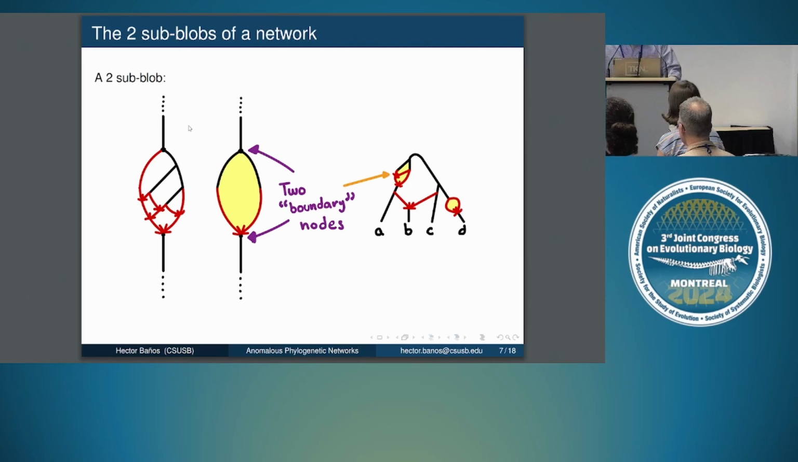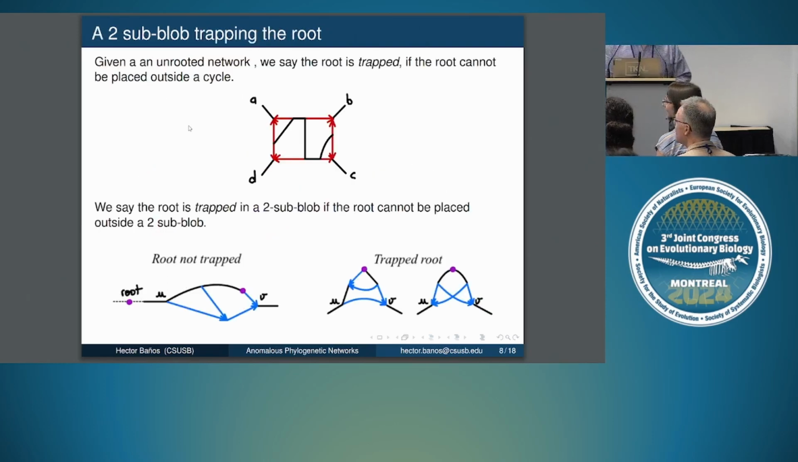Okay, so given an unrooted network, we say that the root is trapped if we cannot place it outside a cycle. What do I mean by this? I can place the root or the LSA anywhere here I want, but I cannot place it here because I will contradict the flow of time, because you will have edges pointing together. And in a cycle, if you consider this network as completely undirected, you can go from the root and come back using a different set of edges.